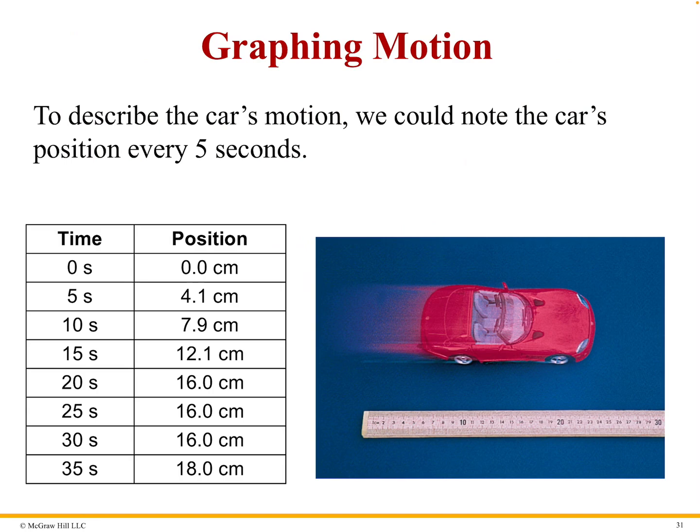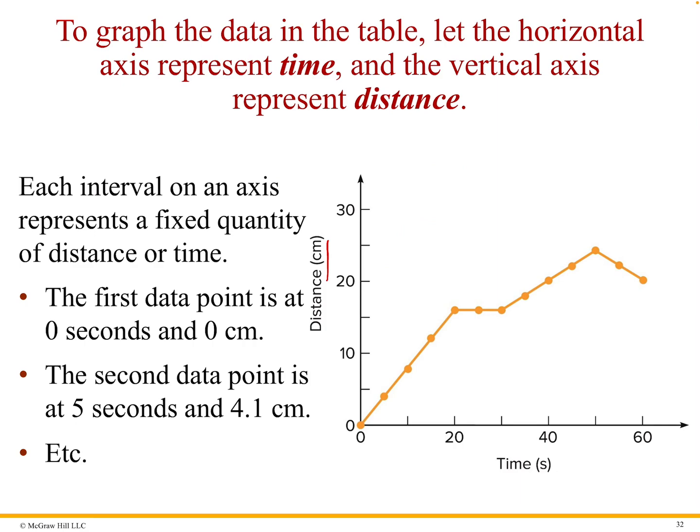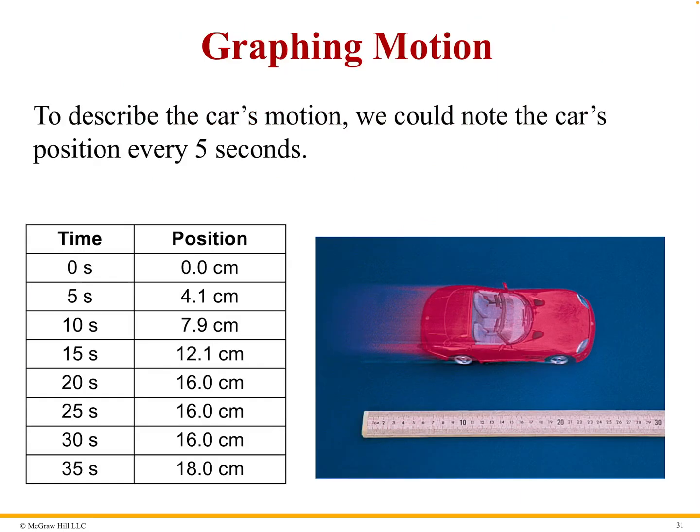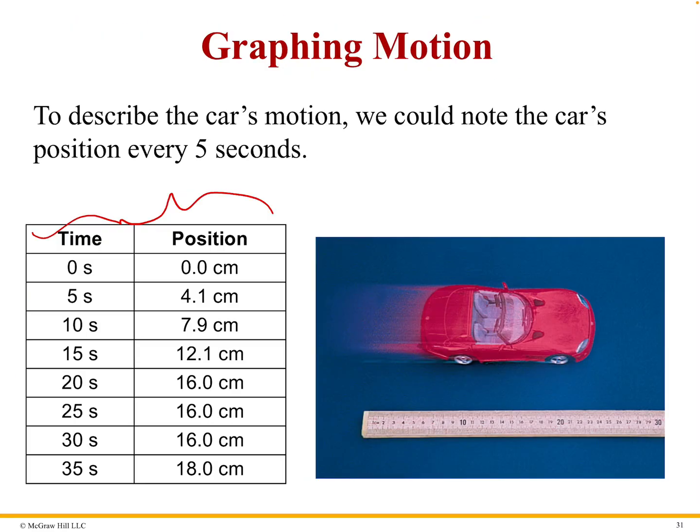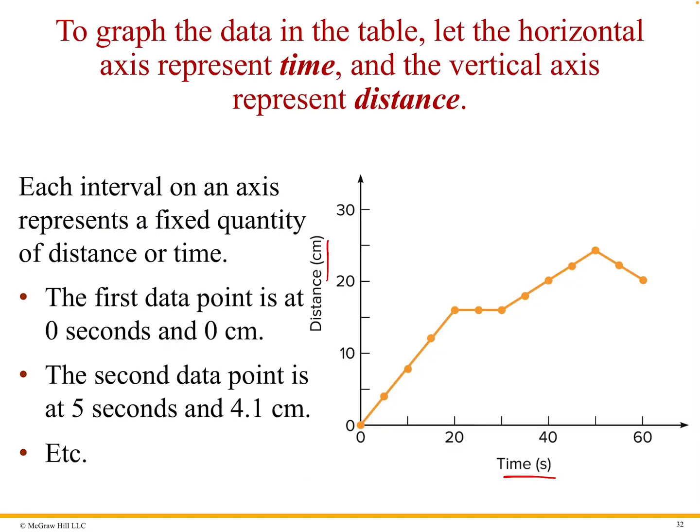So you can see in this table, we've got time versus position. And we're going to plot these on a position or distance versus time graph. So it's taken this data right here, I believe, and plotted it on this graph. Let's just look at the first one. The first one's 0, 0, so that's easy. The second one's 5 seconds at 4.1 centimeters. So at around 5 seconds, because this would be 10, it's about 4.1 centimeters, and so on and so on.